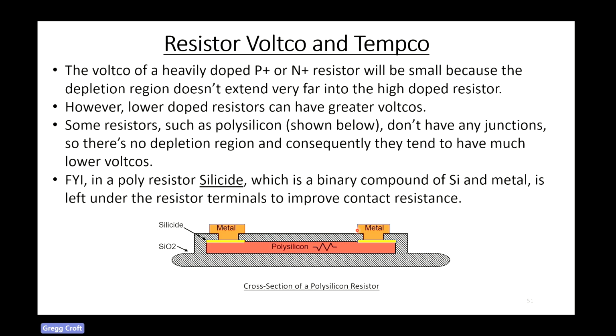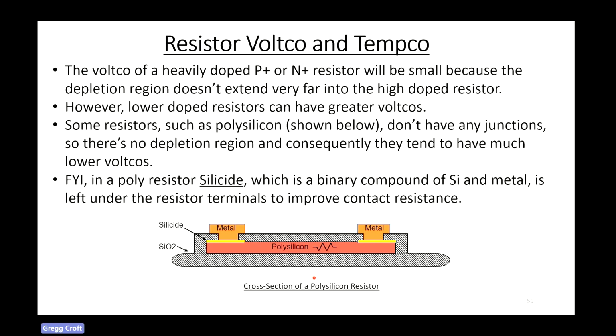Voltco of heavily doped resistors, P plus and N plus resistors, are going to be small because the depletion regions can't extend very far into the high doped resistors. However, if you have a low doped resistor, you might see a greater Voltco because that depletion region can really extend deep into that resistor.